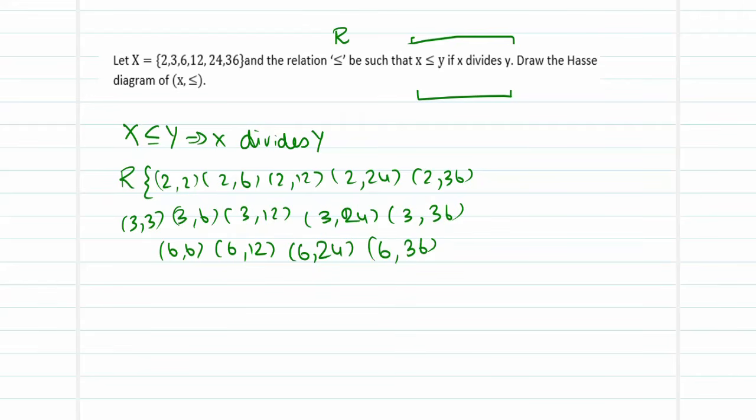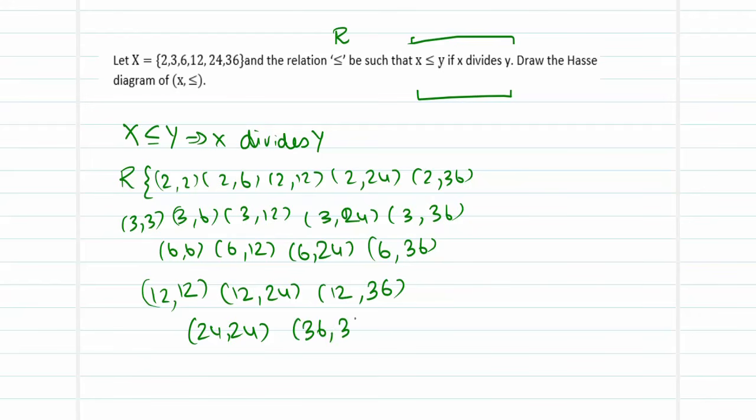Next we have 12 dividing 12 itself, 12 divides 24 and 12 divides 36. The next I have is 24 divides 24, but 24 does not divide 36. And next comes 36 divides 36 itself. So this is my relation.